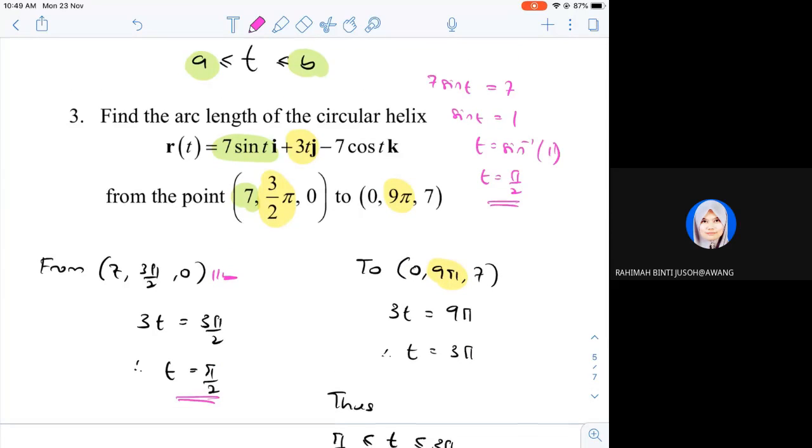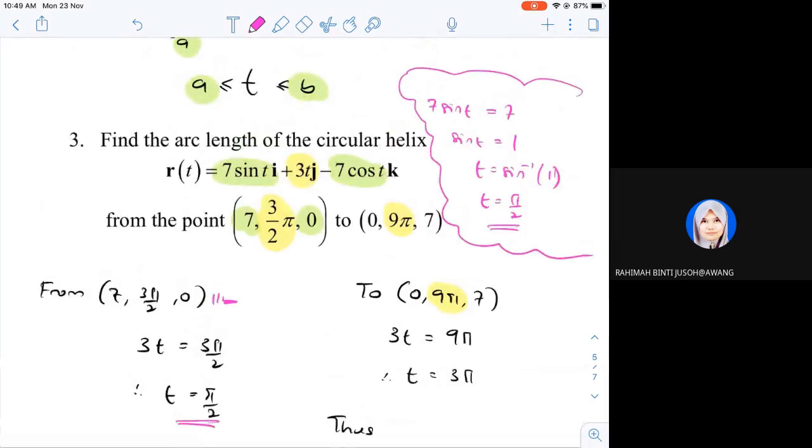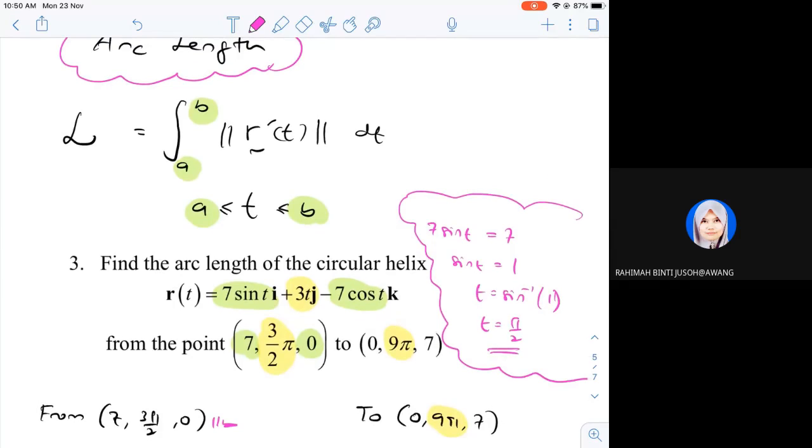And if you want to look from 7 cos t, also can. If you look at 7 cos t, we have 0. This is an additional note. So 7 cos t equals 0, so cos t equals 0. So t equals arc cos of 0. So you will get t equals pi over 2. Also can.